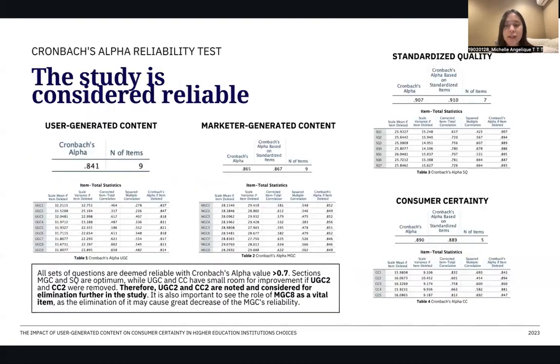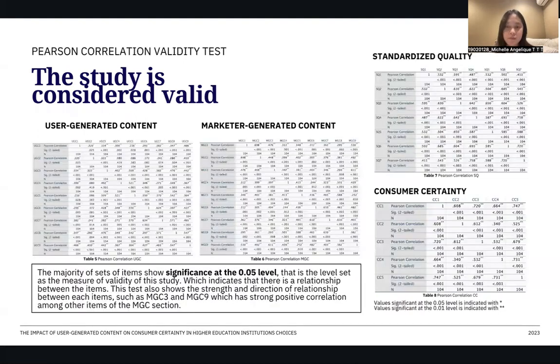Prior to analyzing the data, a set of validity and reliability tests is done. It is considered a reliable study with Cronbach's alpha test on each set of questions, each of which is deemed reliable due to its Cronbach's alpha value being above 0.7. The study is also considered valid as the majority of sets of items show significance at the 0.05 level. That is the level set as the measure of validity of the study, which indicates that there is a relationship between the items.